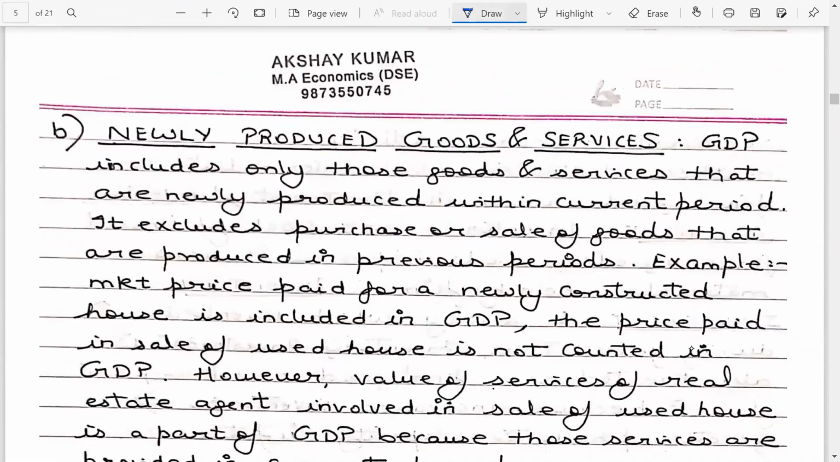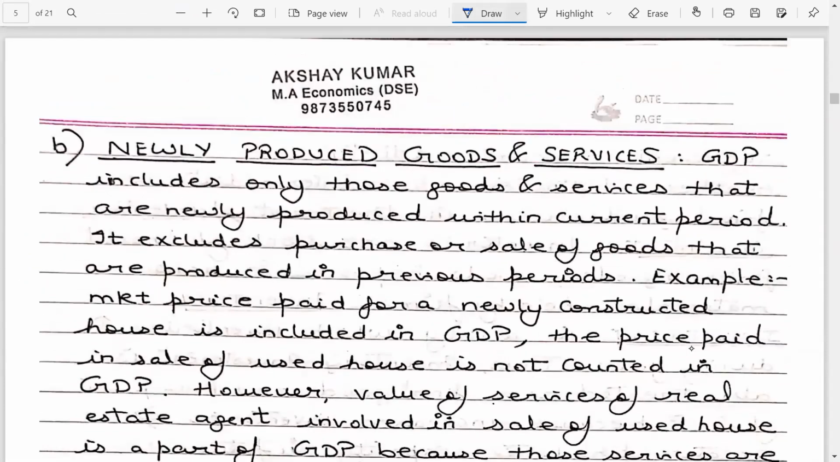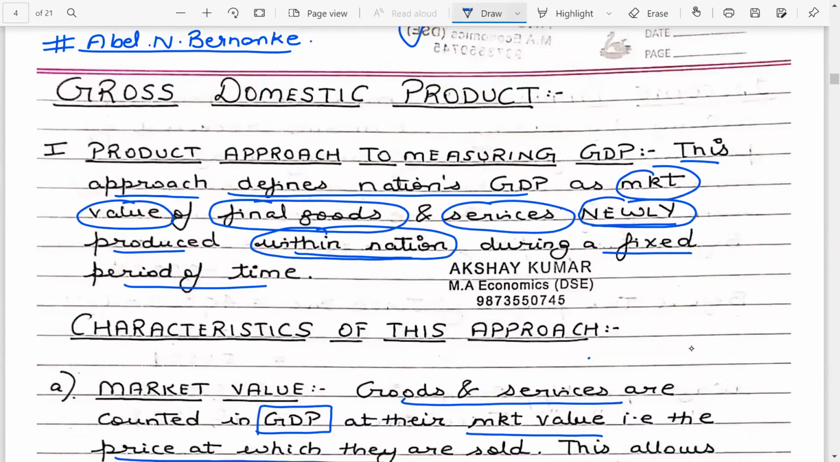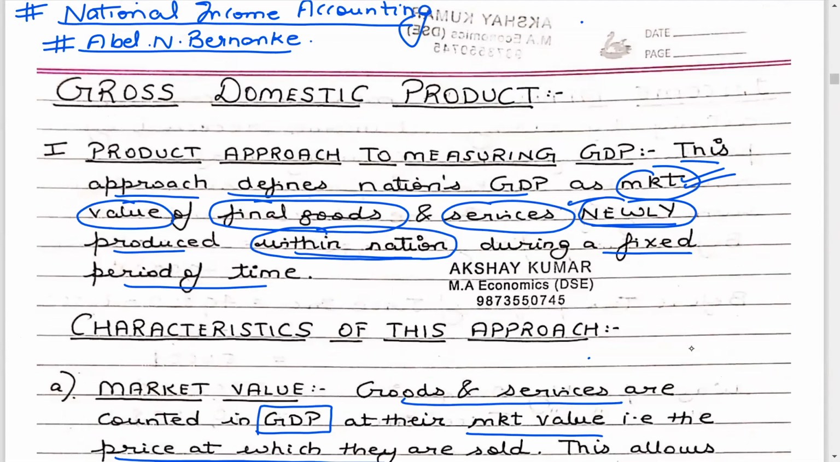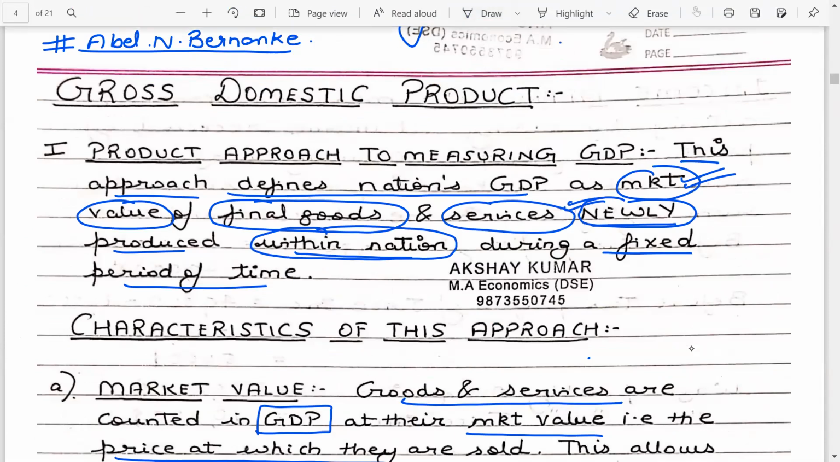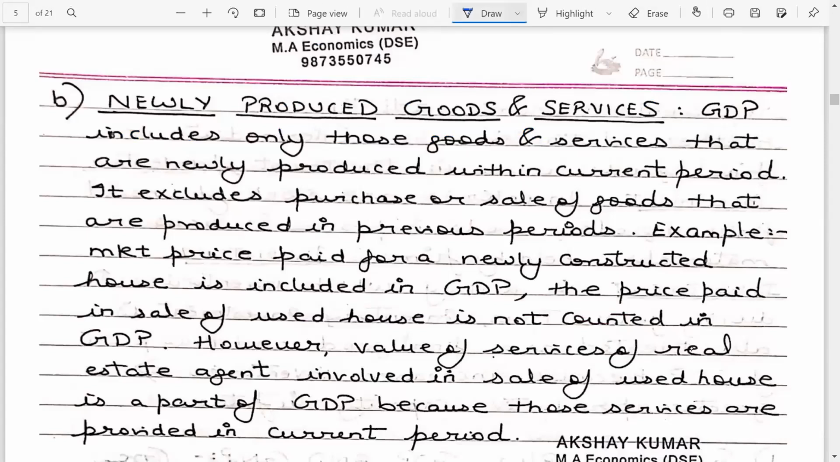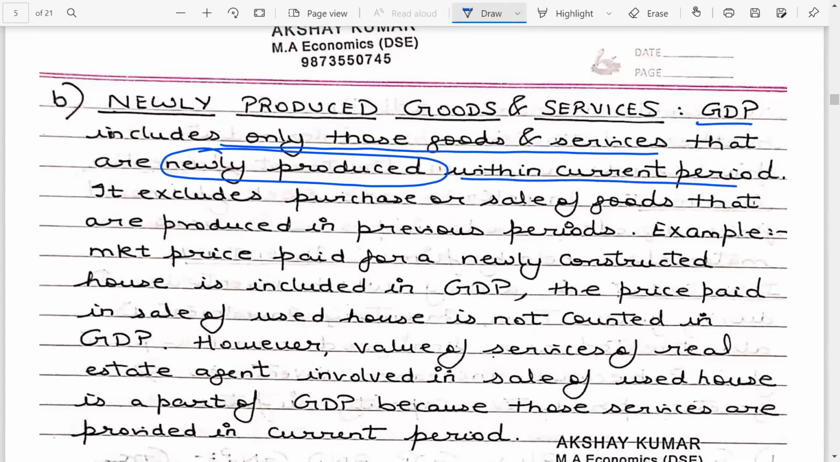So now I am explaining point B, newly produced goods and services. You can clearly see the points which I have circled in the beginning. We have talked about market value in depth. Now we talk about newly produced final goods and services. That's our next point. Okay, so point B you can see on your screen, explained in depth. GDP includes only those goods and services that are newly produced within the current period. It excludes the purchase or sale of goods that were produced in previous periods.